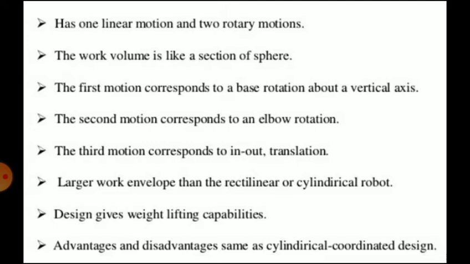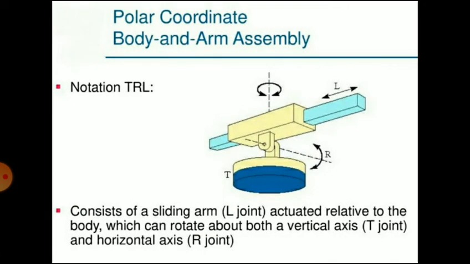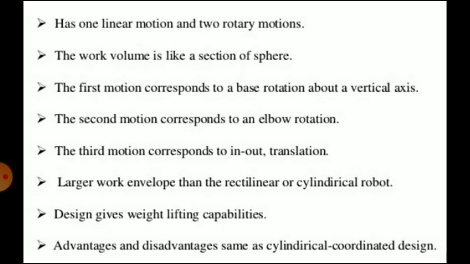The first motion corresponds to the base rotation about vertical axis, that is joint T. The second motion corresponds to the elbow rotation, that is joint R. And third motion corresponds to in and out translation, that is joint L. So you can see here the different linear and rotational joints. Larger work envelope than the rectilinear or cylindrical robot, and design gives weight lifting capabilities.